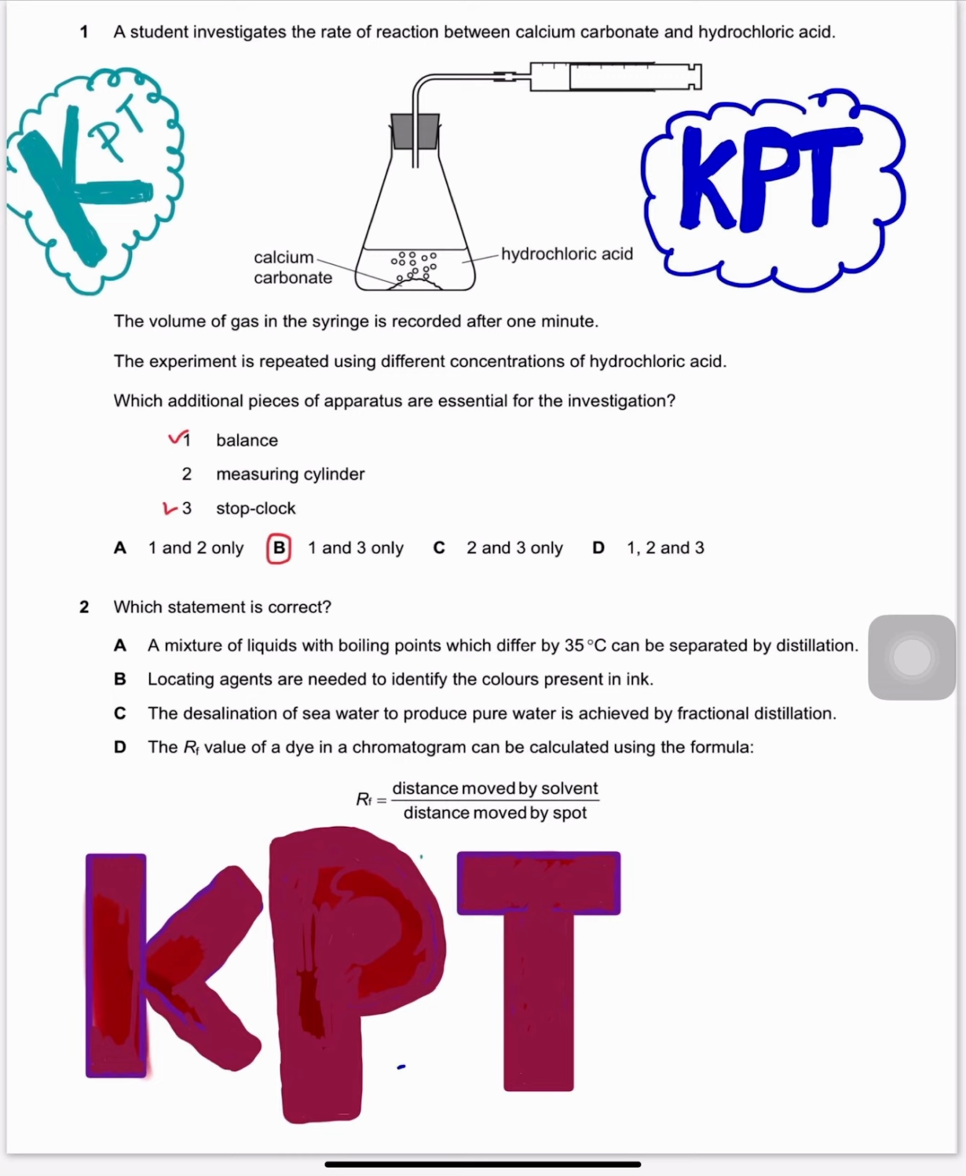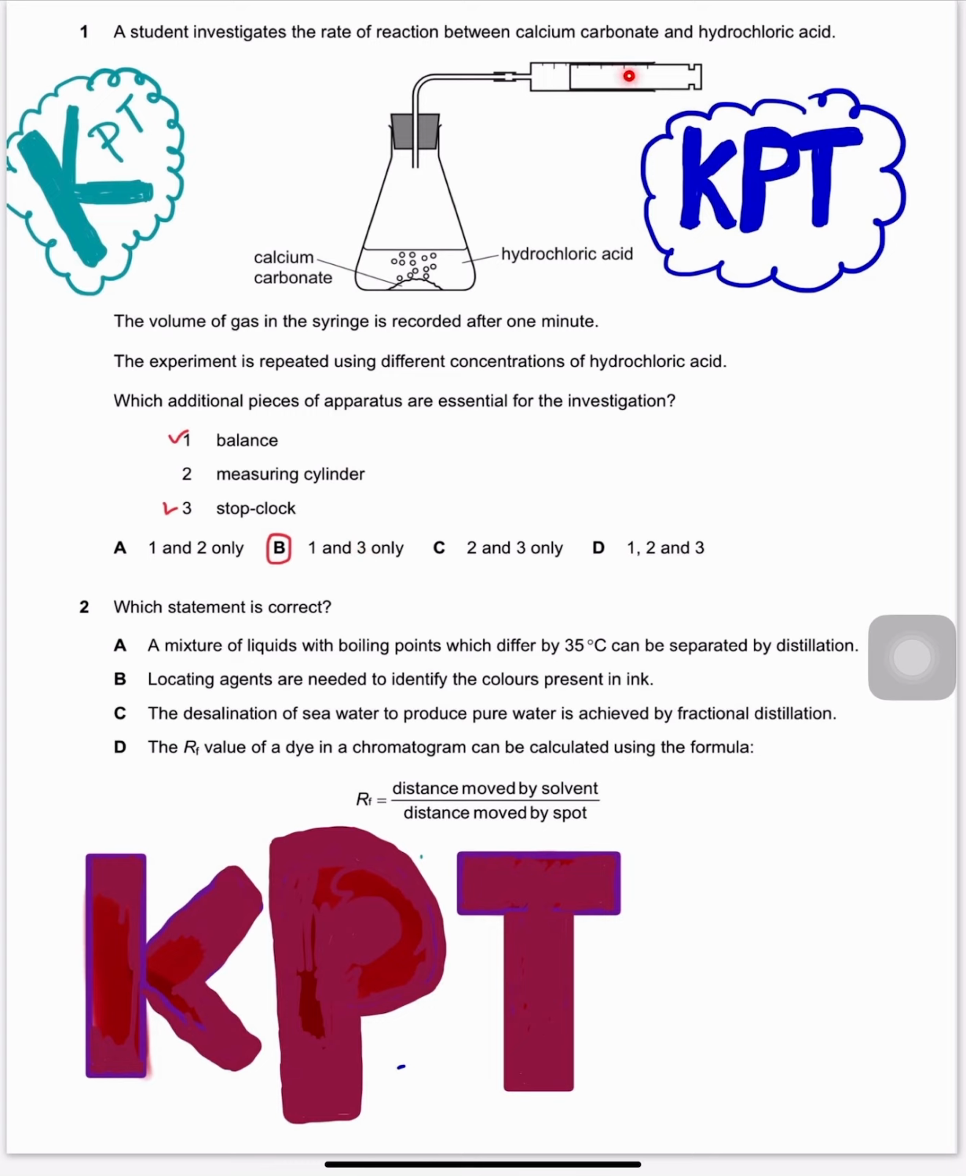They are telling you here the experiment is repeated using different concentrations. They are saying that the syringe is already there, and for the different concentrations you already have the measuring cylinder. So what we can use is the balance, because they have not mentioned the mass of the calcium carbonate, and the stop clock. Why is the stop clock required? For different intervals of time we have to measure how much gas is produced in that interval of time.